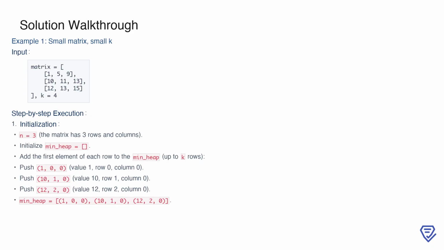First, we initialize the size of the matrix, n, as 3 since there are 3 rows and columns. Then, we create an empty min heap to help us efficiently track the smallest elements. Next, we add the first element of each row into the min heap. These elements are 1 from the first row, 10 from the second row, and 12 from the third row. Each entry in the heap stores the value along with its row and column indices. After adding these elements, our initial min heap contains the tuples (1, 0, 0), (10, 1, 0), and (12, 2, 0), which means the heap now organizes these values for quick access to the smallest element.